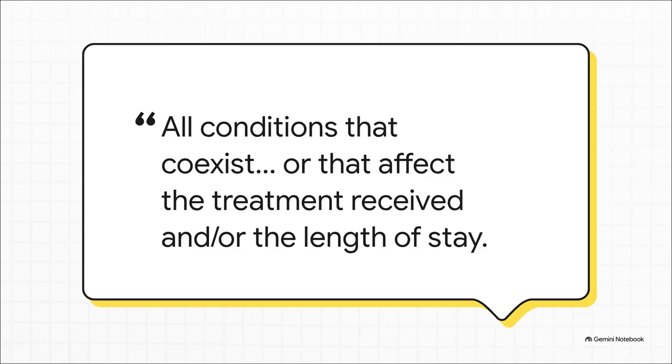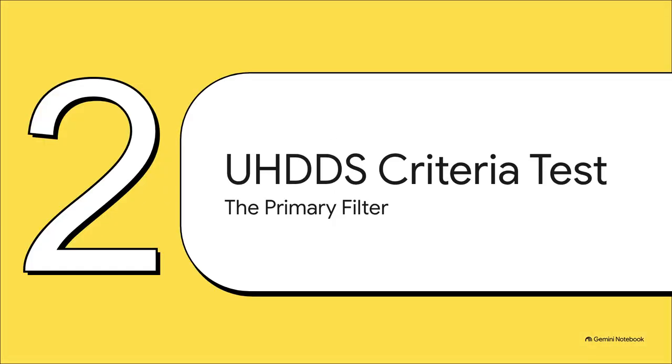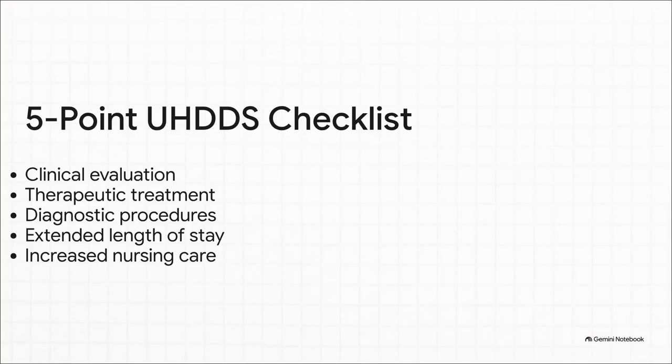We're looking for, quote, all conditions that coexist at the time of admission, that develop subsequently, or that affect the treatment received and/or the length of stay. That's the official doctrine. If it doesn't meet this specific standard, it does not go on the claim. Period. Section 2, the UHDDS criteria test. The primary filter. Let's move and see how this builds. Into the ultimate gatekeeper for secondary diagnoses.